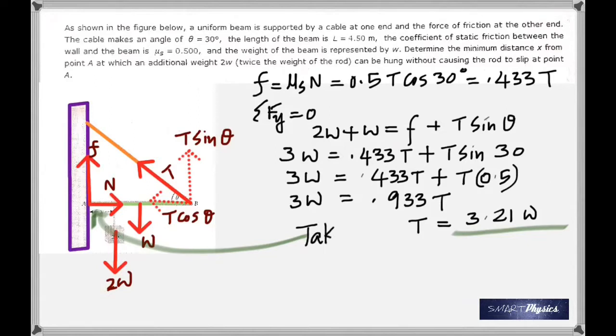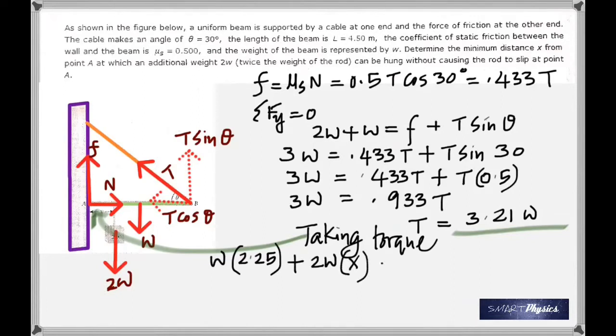So, taking the torques about the point, you get W times 2.25 plus 2W times X, which we're trying to find, should be equal to T sine 30, which is 0.5 T times 4.50. Okay. W is right at the center.